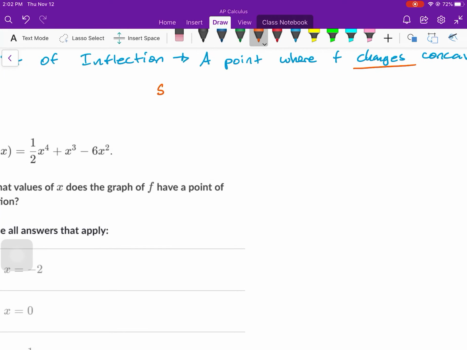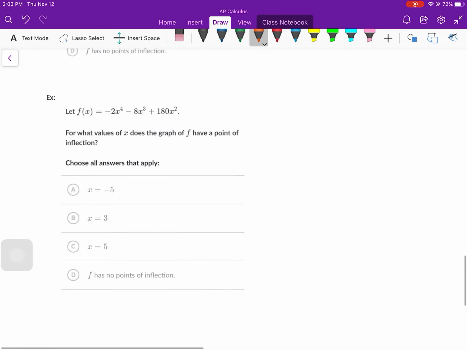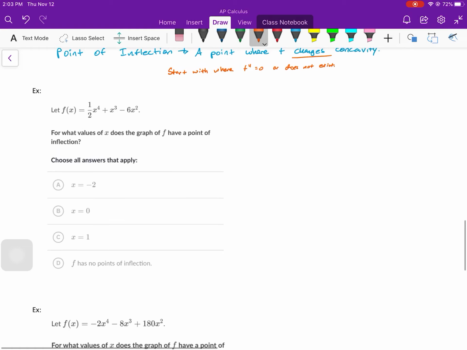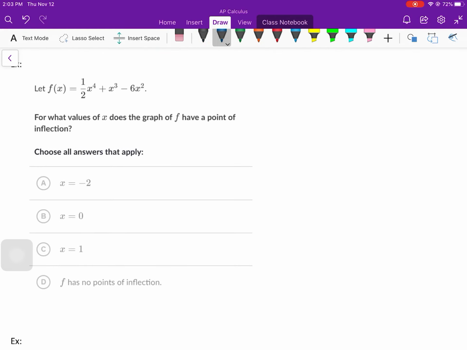So we start there, but it doesn't mean that that's a point of inflection. Sorry about my handwriting. So we're just going to run through the second derivative test and then check to see if it changes. That's basically it. So it's pretty simple.